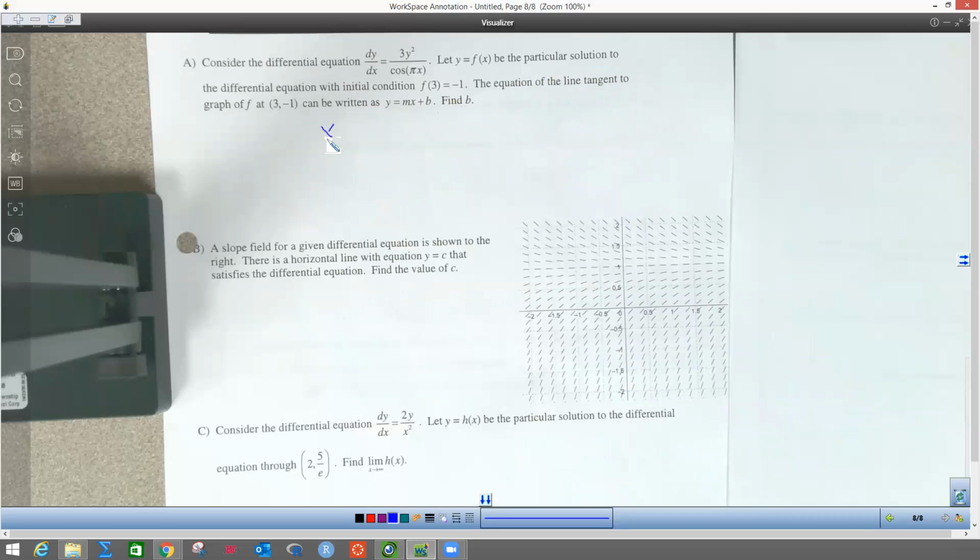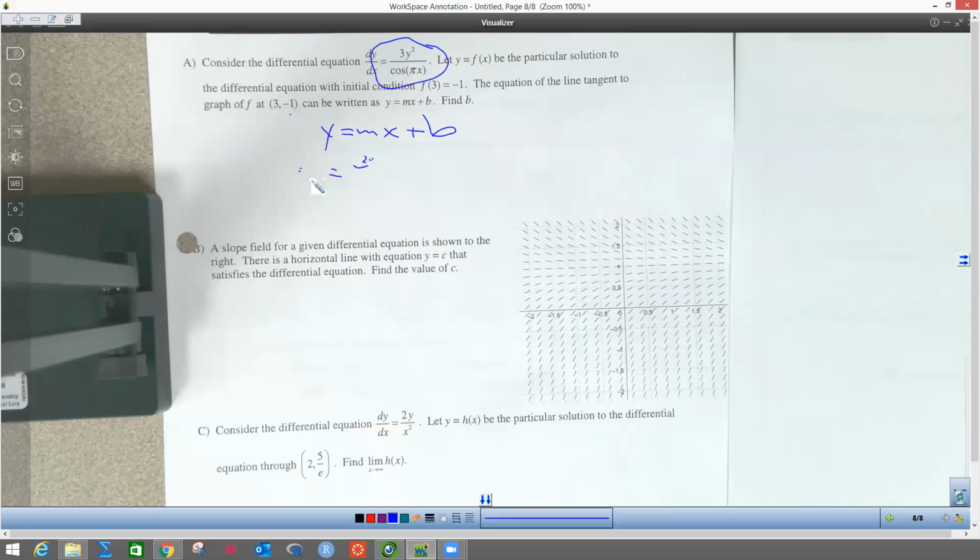I should have said that y equals mx plus b is my equation, and then I'm going to plug in my stuff and find b. So y is this -1. M is this thing right here.